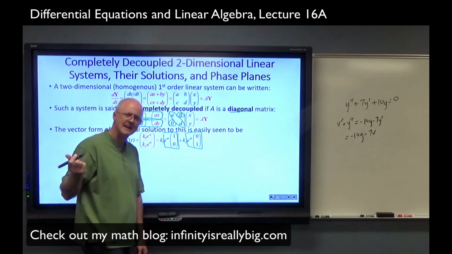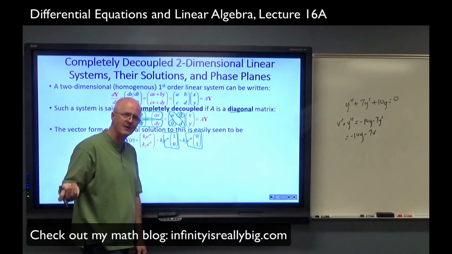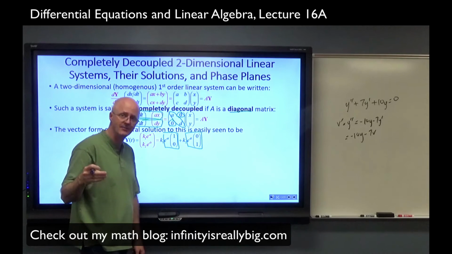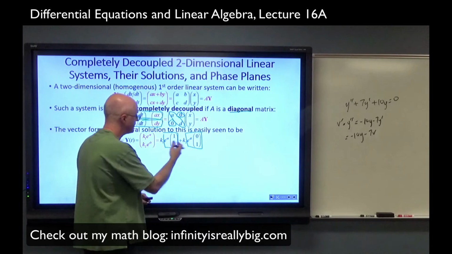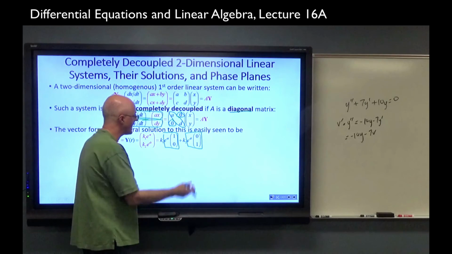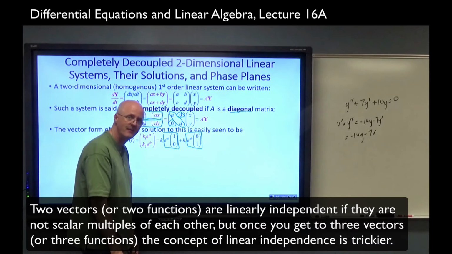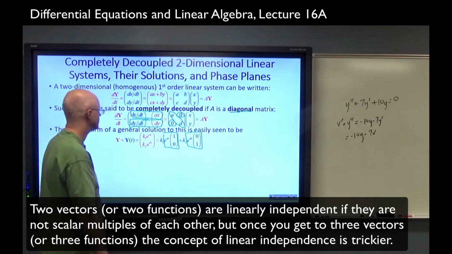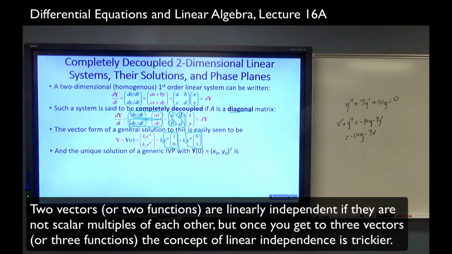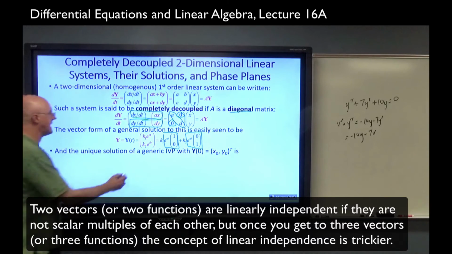In the previous example, we were talking about scalar valued functions, e to the negative 2t and e to the negative 5t, that were linearly independent, not multiples of each other. Here in the vector case, we've got two vector valued functions, parametric curves that are not scalar multiples of each other. They are linearly independent. They will be a basis for the solution space.